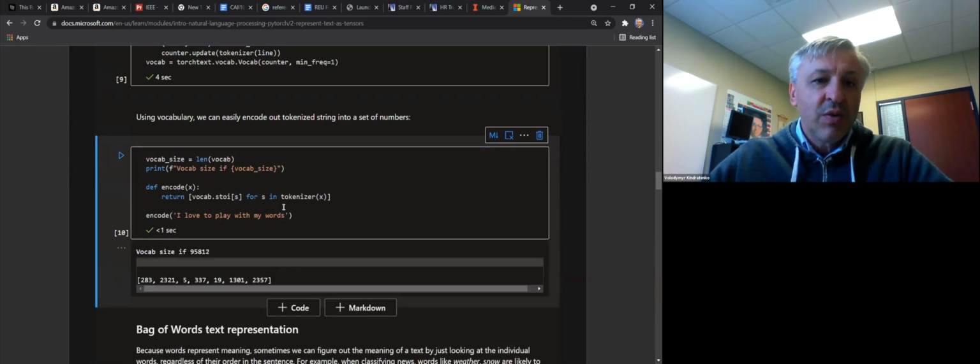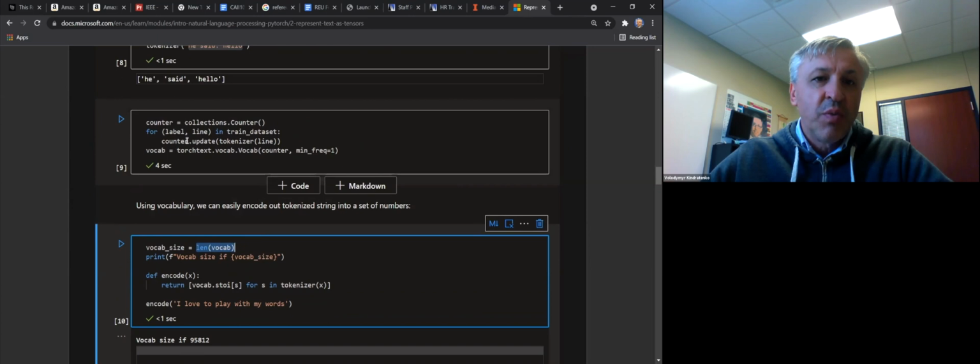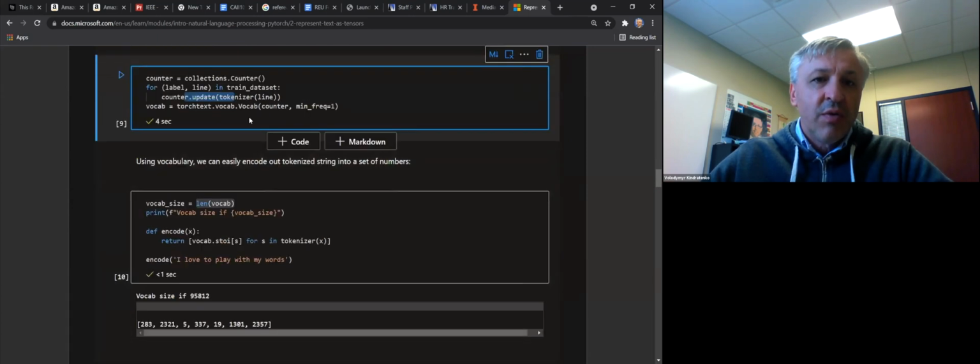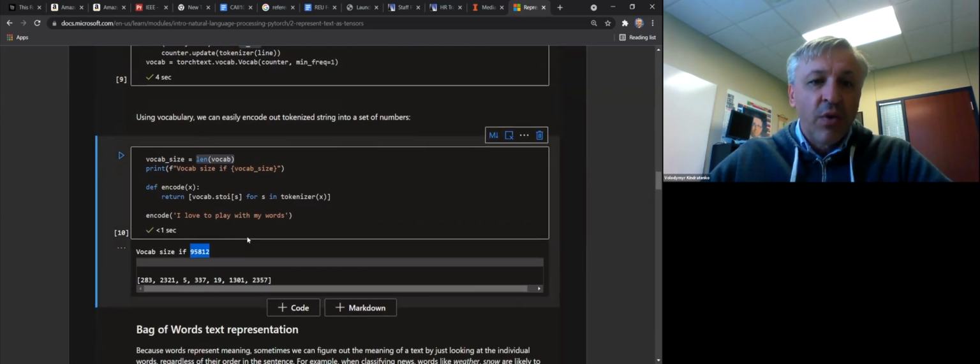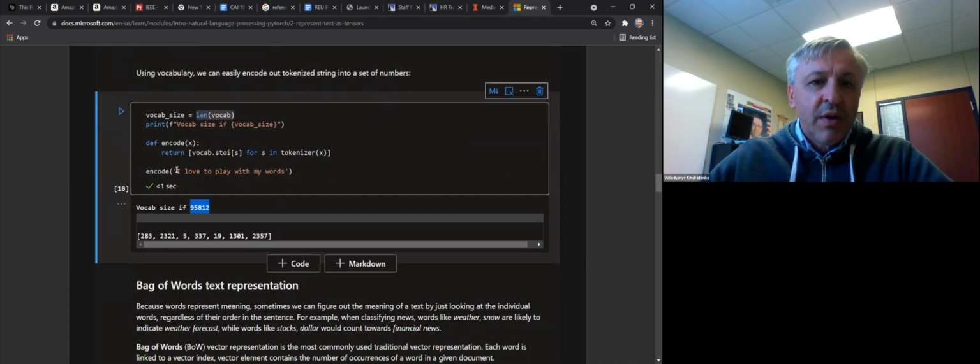And so if you go and run this for some example, first of all, we are printing what the vocabulary size is. The length of this vocabulary, which is the vocabulary that we just built through this process from the training data set, is already pretty large. It has 95,812 different words in it. So that's that.